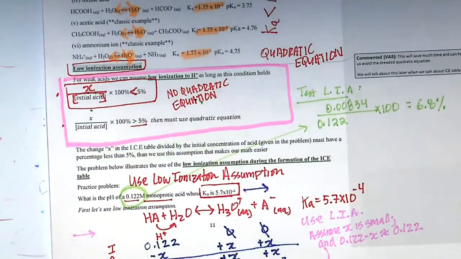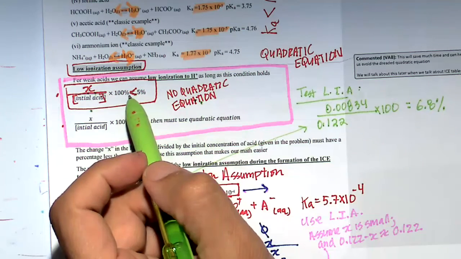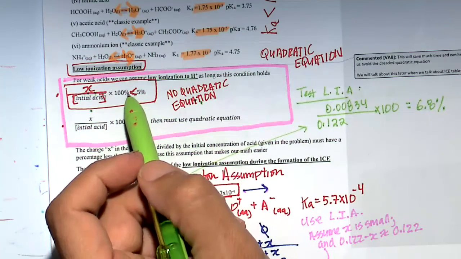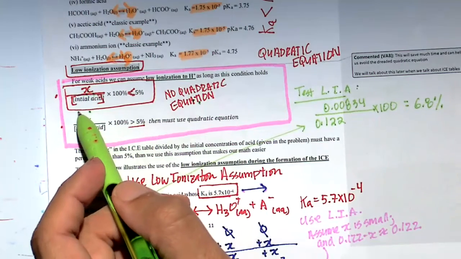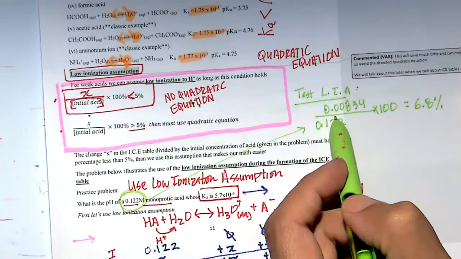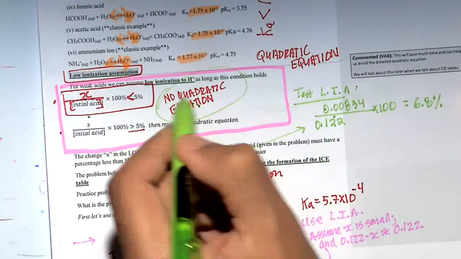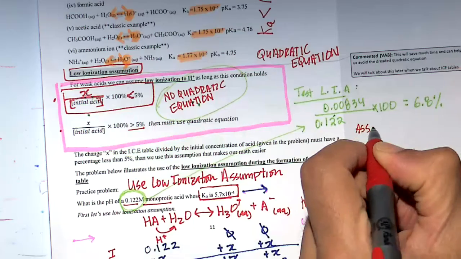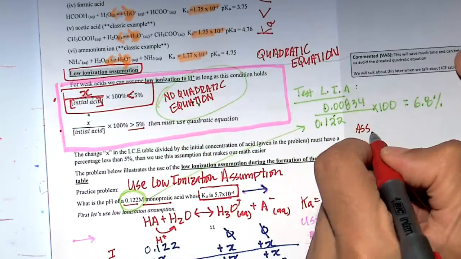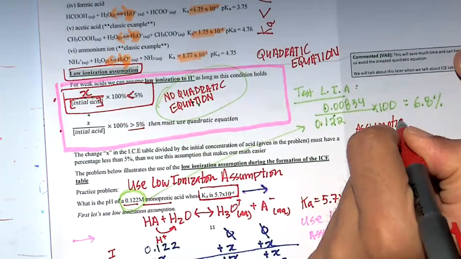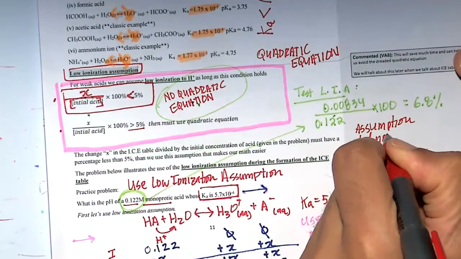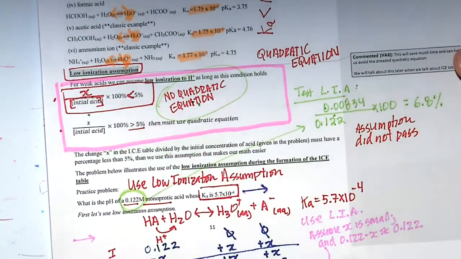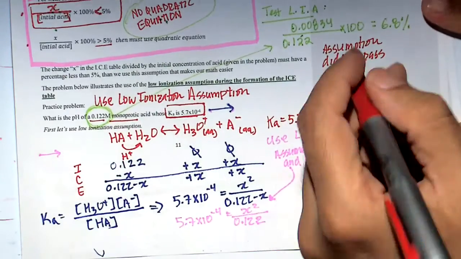Did our assumption work? Remember, 5% is our threshold. 5% is our cutoff. We did this and we got 6.8% ionization. Is this the right answer for x? No, we have to use the quadratic. So our assumption failed. We're not going to do that, but this is what the low ionization assumption is. Assumption did not pass. Must use quadratic here.